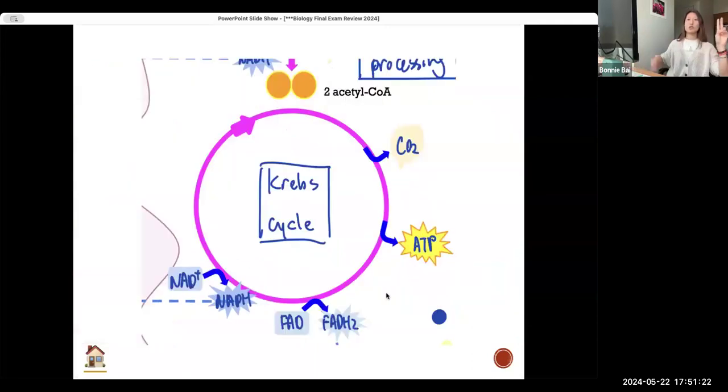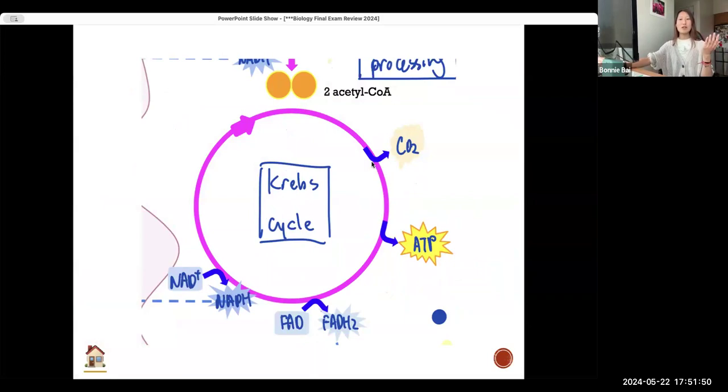Our third step is called the Krebs cycle. The one main reactant is acetyl-CoA, your 2-carbon molecule that was produced during pyruvate processing, and it is going to go into the Krebs cycle. Now, during the Krebs cycle, you will make 4 products. We have CO2, ATP, NADH, and FADH2. So all the products that we talked about earlier, they all show up over here.